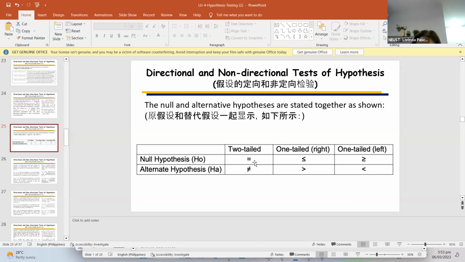You just translate this na lang into words pag isinulat nyo yung mathematical expression.